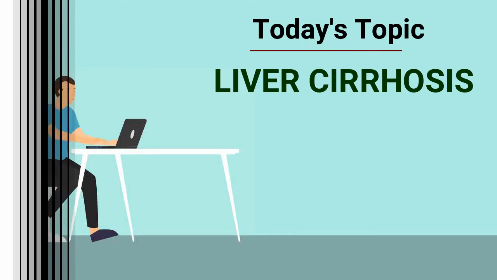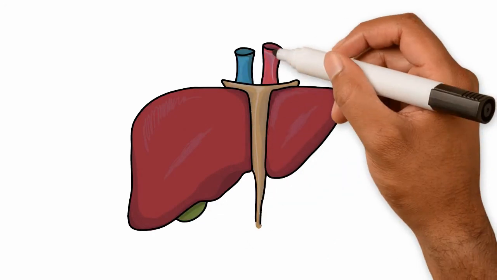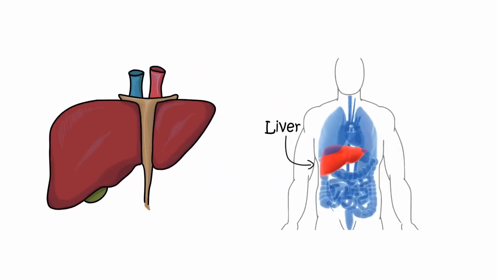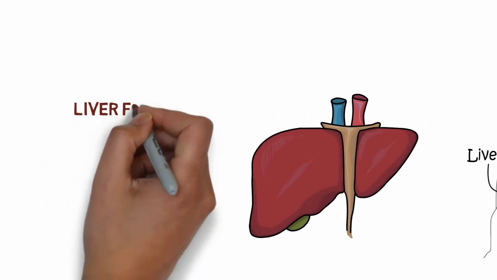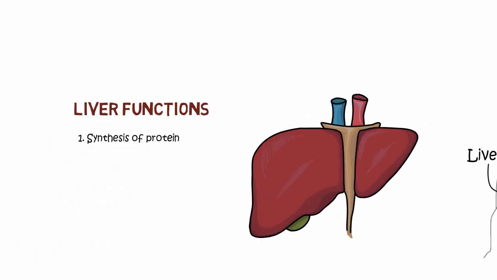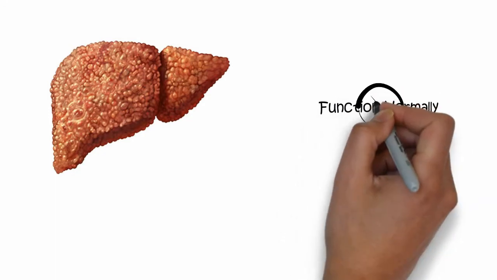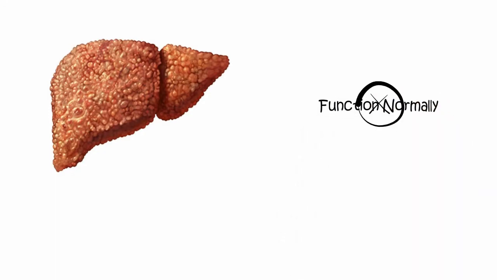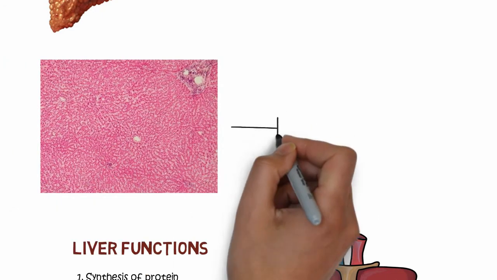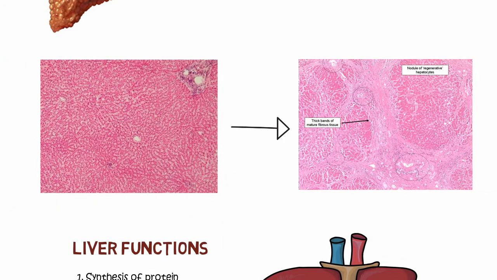So let's start. Liver is a vital organ in our body located in the right upper quadrant of the abdomen below the diaphragm. It plays a vital role in synthesis of proteins like albumin, clotting factors and complement, etc. Detoxification and storage is another function of the liver, and in addition it participates in the metabolism of lipids and carbohydrates. Cirrhosis is a condition in which the liver does not function properly due to long-term damage. This damage is characterized by the replacement of normal liver tissue by scar tissue.